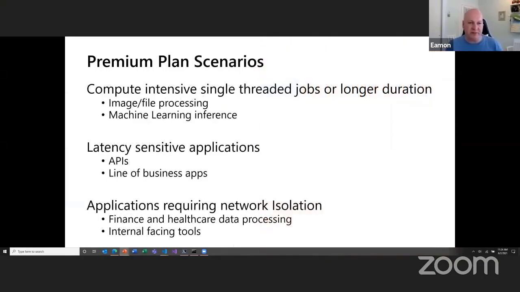So I talked a little bit about some of the Premium plan scenarios, but here are a few that we've seen customers using over the last year or two. Premium is becoming very popular, especially in enterprises where they need a lot more control over their networking. But they also have very specific scenarios like compute-intensive, single-threaded jobs, latency-sensitive APIs, which I talked about. And also, if you require complete network isolation, you can now do that using Azure Functions with the Premium plan.